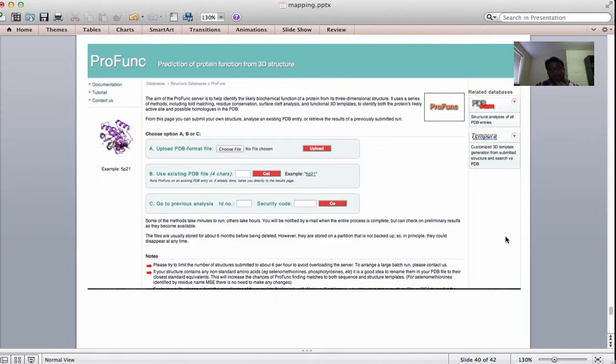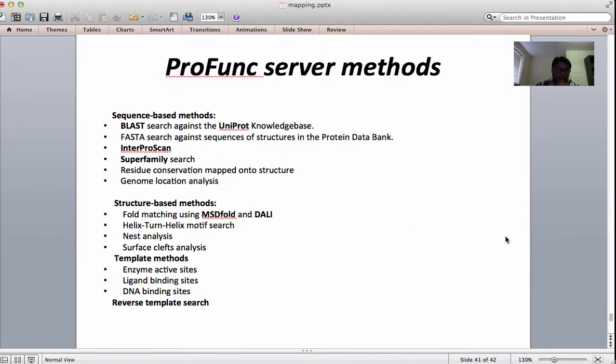Also, EMBL came up with ProFunc, where you can just upload the PDB file, and then you can assign function to the proteins. The ProFunc server is based on sequence-based and structure-based, template-based methods, where the function is predicted based on these properties.